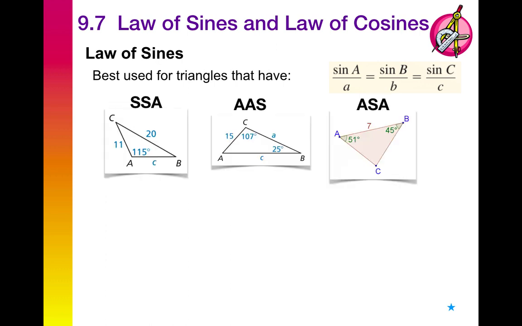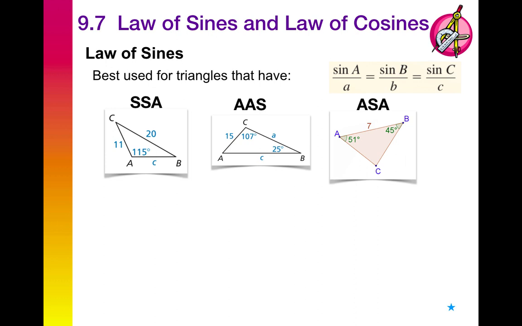Welcome back. This is Mr. Greenstein's Geometry, and we're talking about Chapter 9.7, the Law of Sines and the Law of Cosines. We just covered the Law of Sines in Part 2. This Part 3 out of 3 is going to be talking about the Law of Cosines.